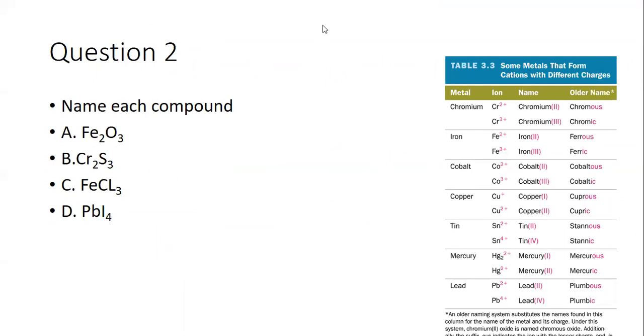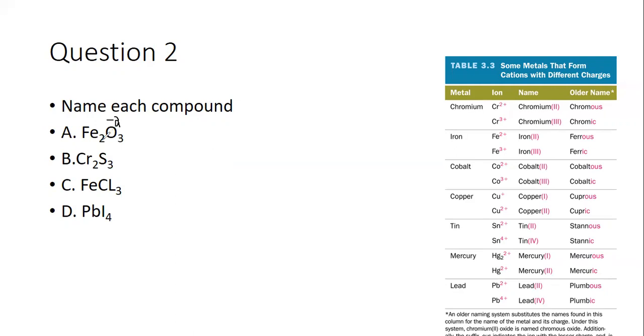So A, we have iron and oxygen. The reason why we don't need the chart on the right is because nonmetals will have set charges. Nonmetals always have set charges. So oxygen always has a -2 charge. Always, well, 99% of the time. There are examples where it doesn't. We're not going to worry about those. So we're going to say in Gen Chem 1, anytime you see an oxygen in a compound, it's -2, right?